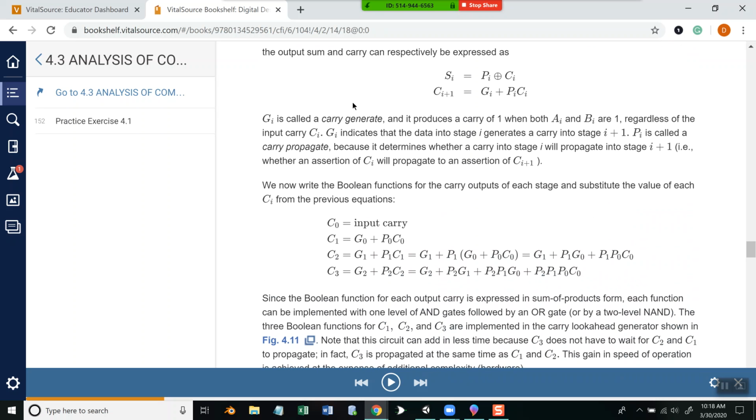G sub I is called a carry generate, and it produces a carry of 1 when both A sub I and B sub I are 1, regardless of the input carry, C sub I. G sub I indicates that data into stage I generates a carry in stage I plus 1. And P sub I is called a carry propagate because a term with a carry into stage I will propagate into stage I plus 1, and so forth.